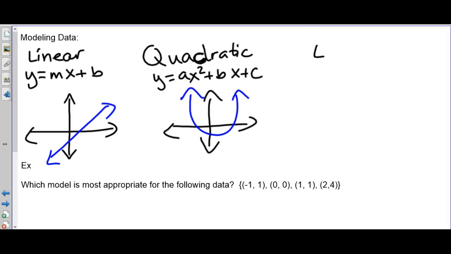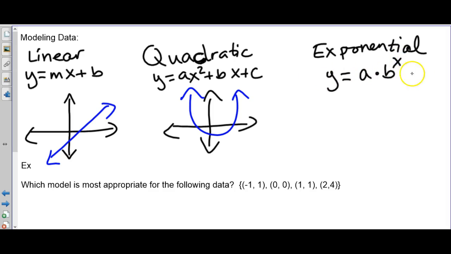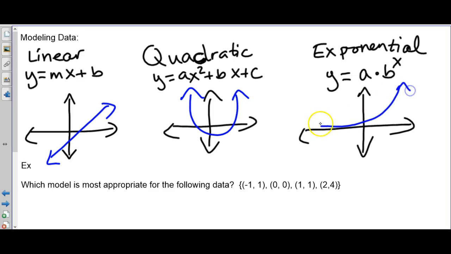And we have exponential. In real life, exponential is used a lot for population growth or interest in banking and loans. Exponential looks like this, y equals a times b to the x. This time our variable is an exponent. And exponential looks like it's just going to follow along on a straight line until it suddenly goes up.